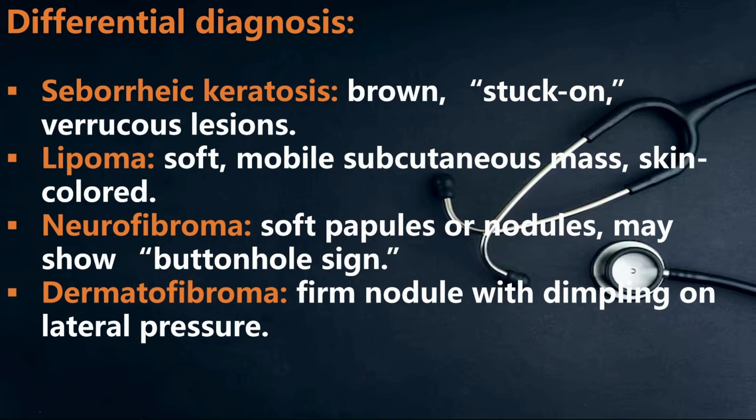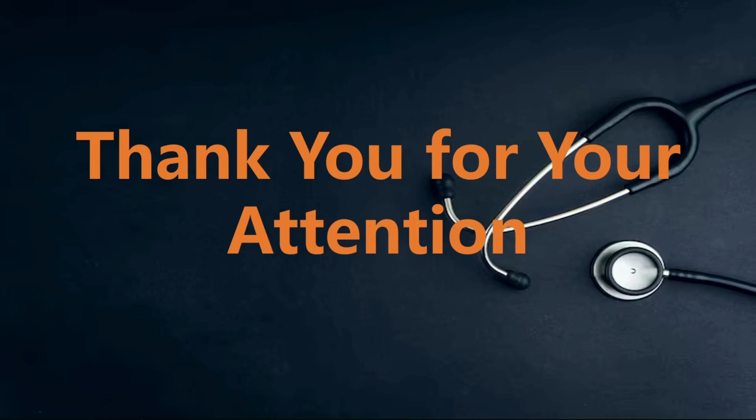Differential diagnosis: seborrheic keratosis is a brown stuck-on waxy lesion. Lipoma is a soft, mobile subcutaneous mass and is usually skin-colored. Neurofibroma is a soft papule or nodule and may show the buttonhole sign, which is diagnostic for neurofibroma. And dermatofibroma is a firm nodule with dimpling on lateral pressure. Okay, this was an explanation about xanthoma. Thank you for your attention.